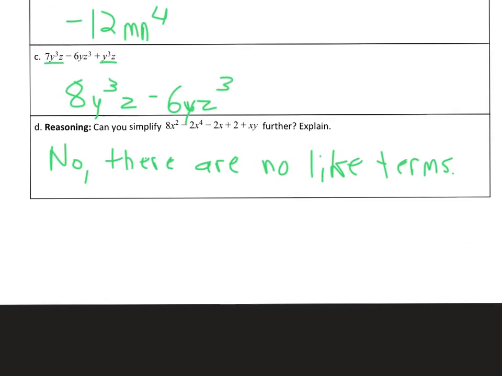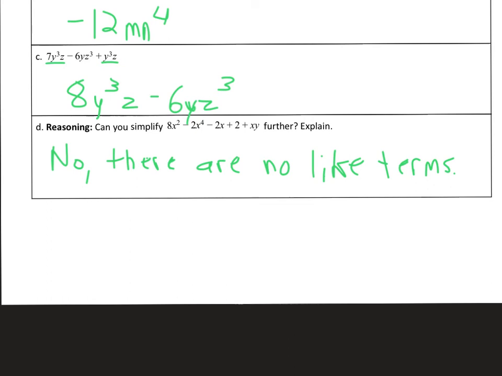Moving down, this one's a little tricky because we have the same variables, but different powers. So 7y to the third z and y to the third z, those would be like terms, all right? And 6yz to the third, you'd think, yeah, they have the same variables and they both have a third power, but y is not being raised to the third power there. So that's why negative 6yz to the third is not considered a like term, all right? That's a little tricky, but that's a good one to show. And then again, 7 plus 1. So if there's no number on the front here, we assume that this number right here is 1, okay?